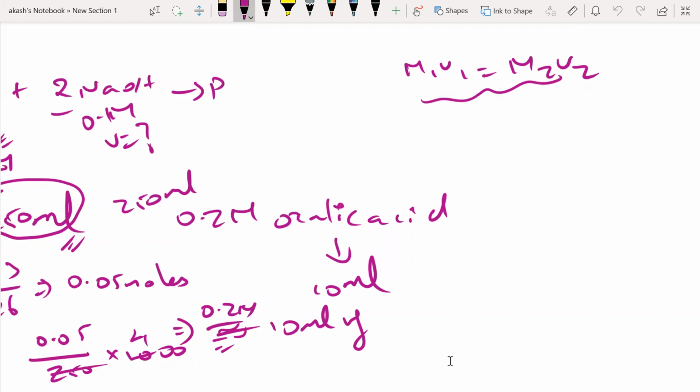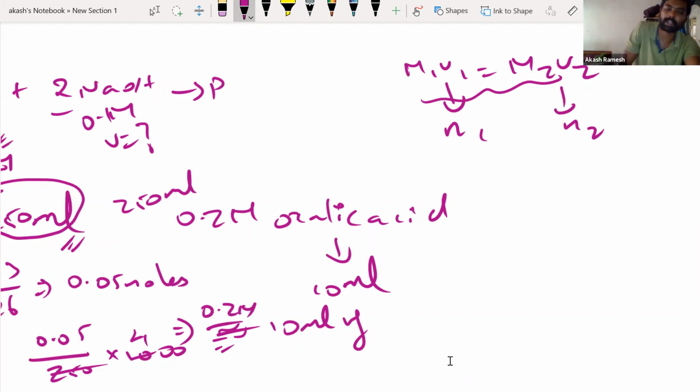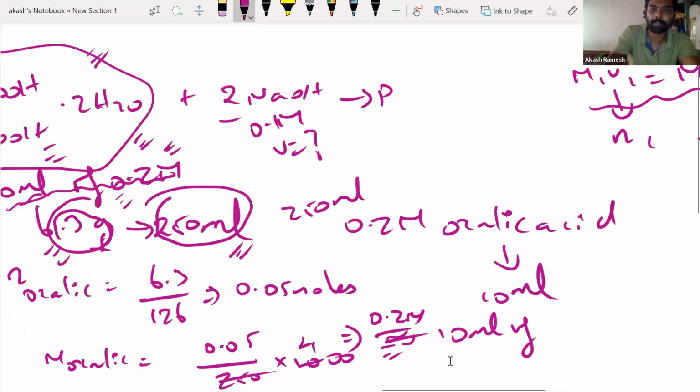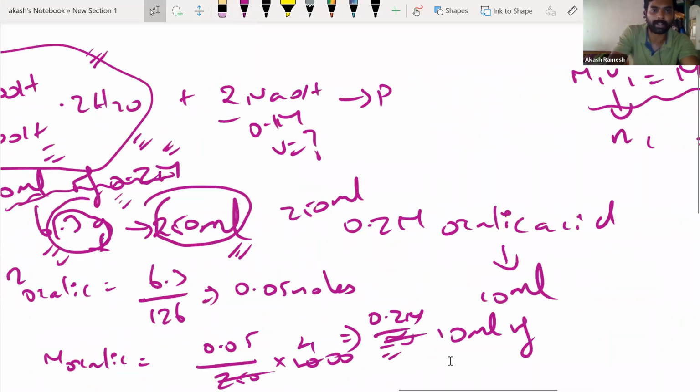Yes, sir. Okay, right. They would have taught you this, right? This is nothing but M into V will become number of moles N1, and this would become number of moles 2. That's exactly what we're trying to do here. Molarity into volume is going to give me number of moles. But you cannot directly tell that M1 V1 equals M2 V2, you have to look at the stoichiometry, right?